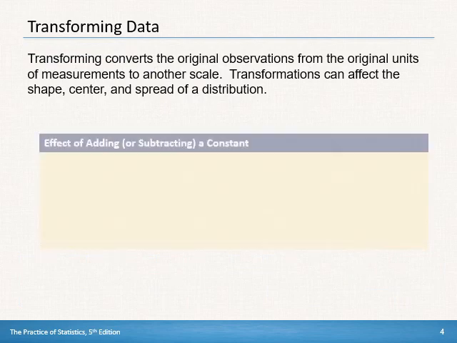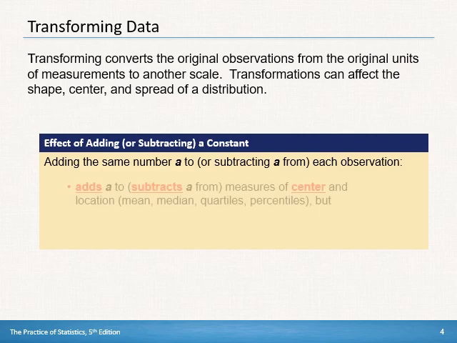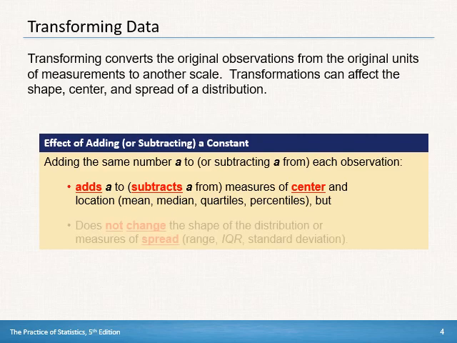So if we kind of tie it all up, I think the slides on your handout were in reverse here, these two slides. So what happens when we add a number or subtract a number, A, from each observation? Well, it adds or subtracts A from the measures of location and center. We saw that. The mean, the median, the quartiles, Q1, Q3, the percentiles would all change by that same value. However, the spreads do not change.